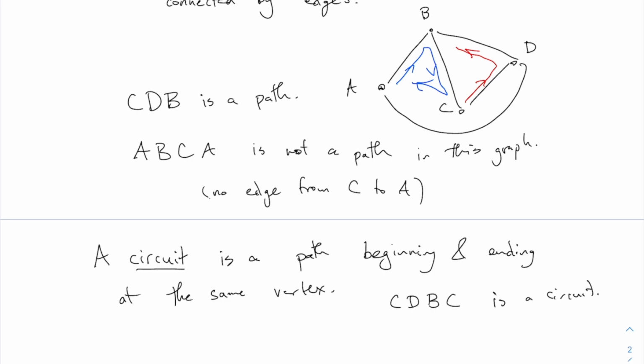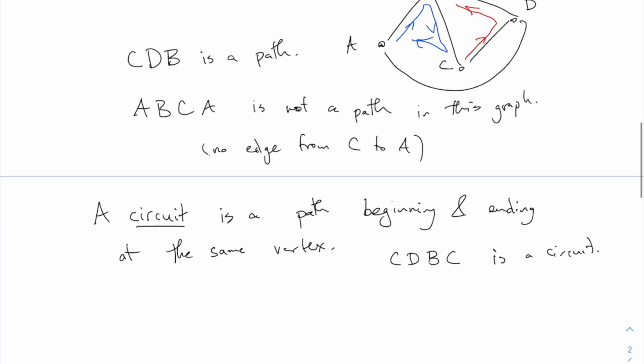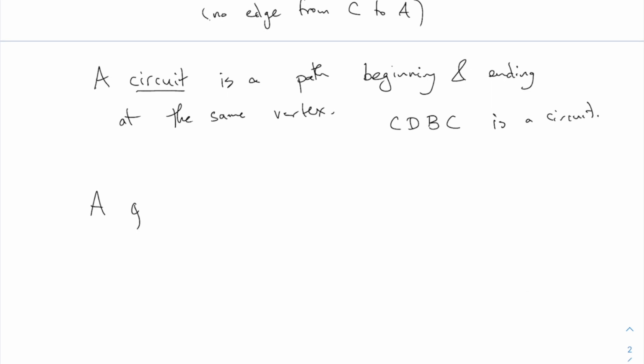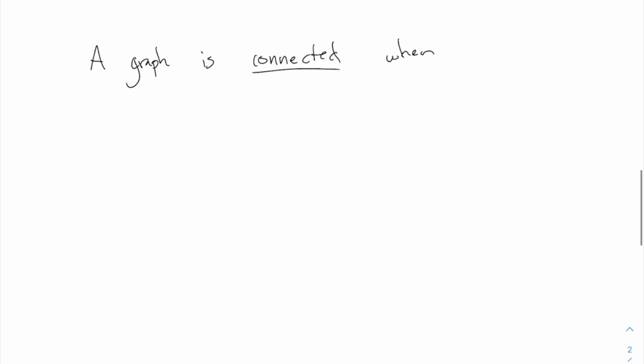All right. I got one last bit of terminology. This one is maybe a little bit more interesting. A graph is connected when, actually I'm going to leave a little blank space here. Connected means the graph is all in one piece. So if I were to draw an example, like this here is connected. This is connected.